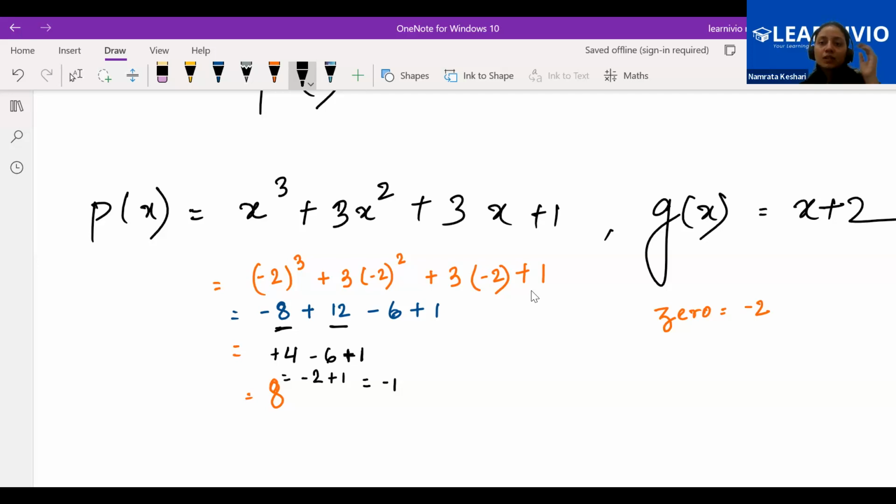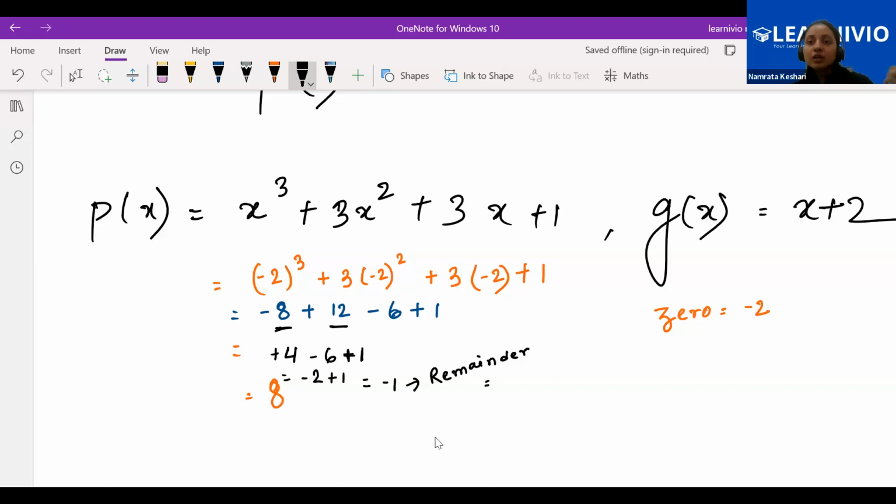I have just done it step by step without skipping any step. I have written everything over here, and we are going to get -1 from here. This -1 is a remainder. And if the remainder is not 0, we can say that it's not a factor. This is how every time we will find the remainder and check whether it's a factor or not.